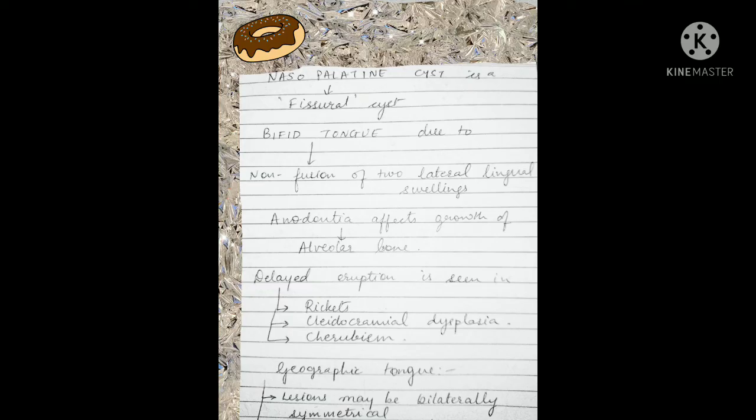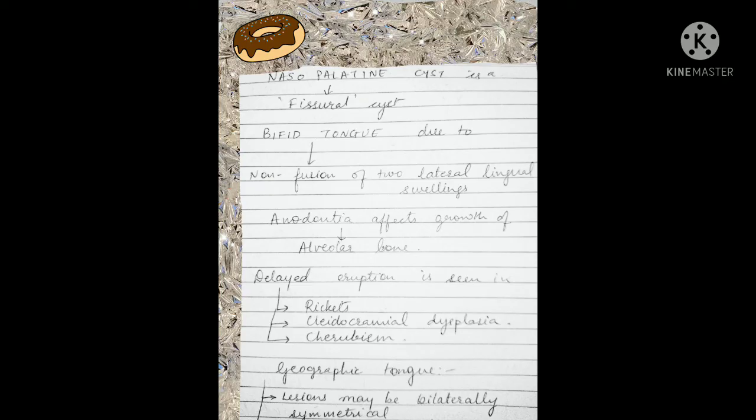Okay. So the next question is anodontia. Anodontia affects the growth of alveolar bone. Why is it so? Because in anodontia there are no teeth. The function of the alveolar bone is basically to support the teeth. Even in an edentulous patient, we can see that when there is loss of teeth, the alveolar bone slowly but gradually reduces. So in patients who don't have teeth, that is in anodontia, it affects the growth of alveolar bone.